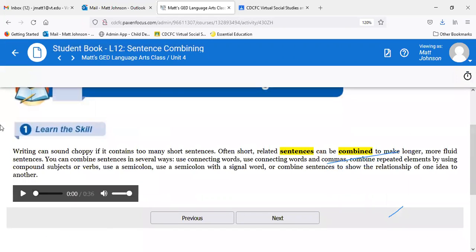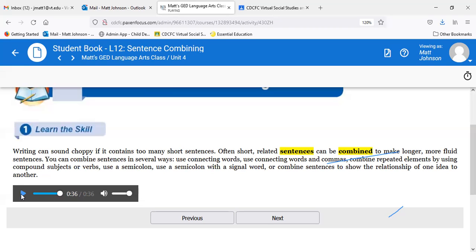Writing can sound choppy if it contains too many short sentences. Often, short, related sentences can be combined to make longer, more fluid sentences. You can combine sentences in several ways. Use connecting words and commas. Combine repeated elements by using compound subjects or verbs. Use a semicolon. Use a semicolon with a signal word. Or combine sentences to show the relationship to another.